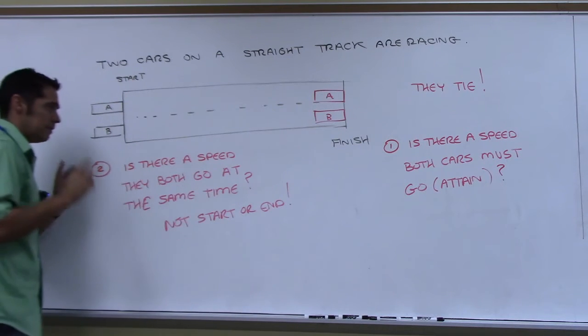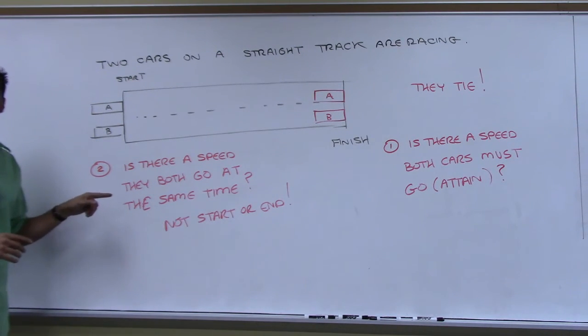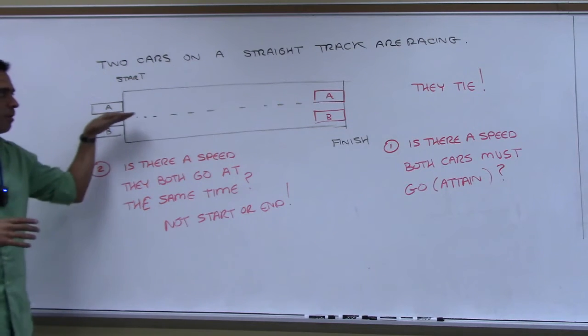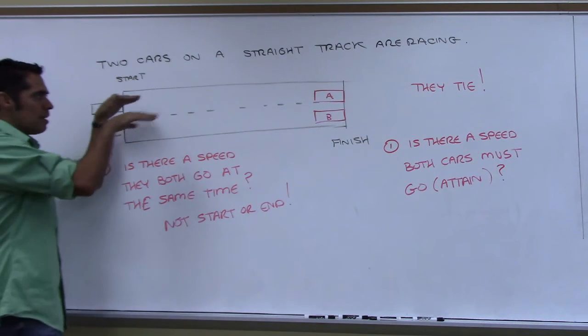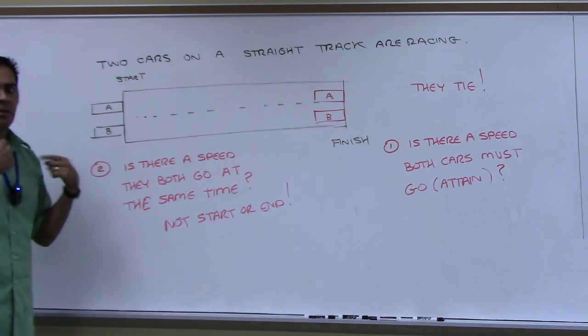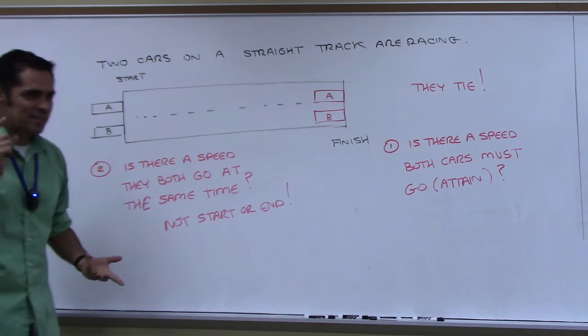Then, whatever you think about that, is there a speed that both of them see on their speedometers at the same point in time? So is there some point in the race, not at the beginning, not at the end, where they both look down and they both see the same speed on the speedometer at the same time, at the same point in time?